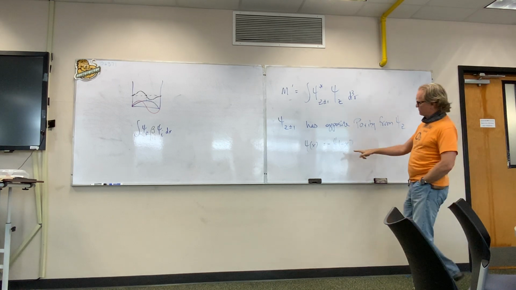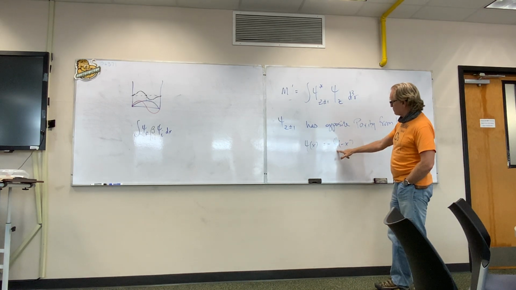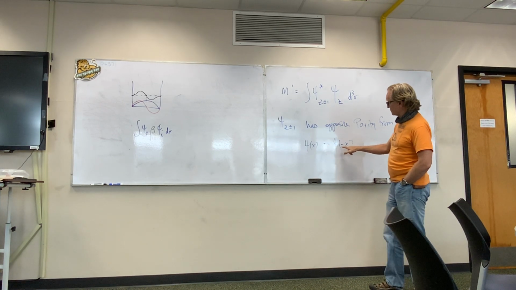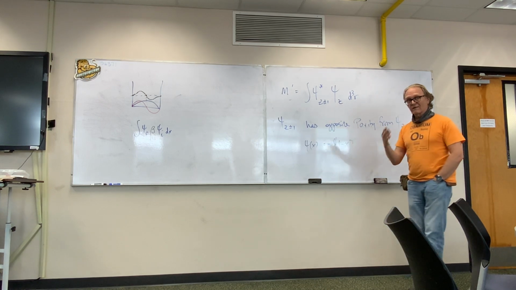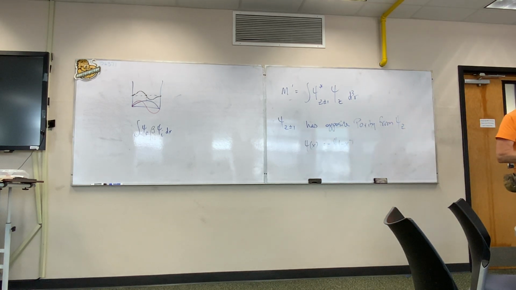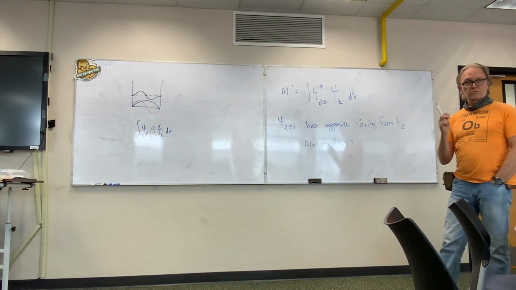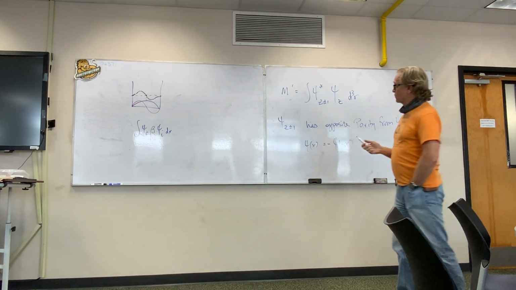Well, what happens if this function has the same magnitude and the opposite sign for minus x as it does for positive x? What's going to happen when I integrate it? You get 0. I'm going to get 0. And if it's the same for y, what am I going to get? And for z, what am I going to get? 0.